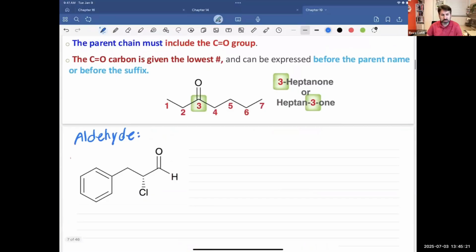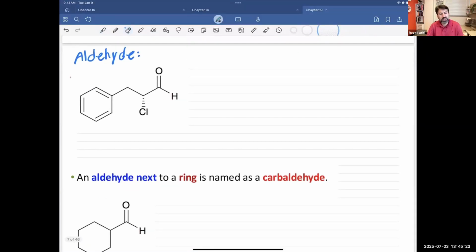I want to practice some examples, so I start with an aldehyde. I have a molecule with a chloro and a phenyl. I'm going to say this is my main chain. It has 3 carbons, and let's start labeling it: 1, 2, 3. Okay, what do we have? We have a chloro, and we have a phenyl group attached to the main chain. Now, this one will be an aldehyde because it has a hydrogen attached to the carbonyl group.